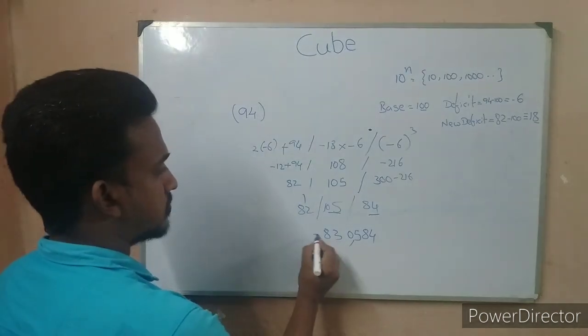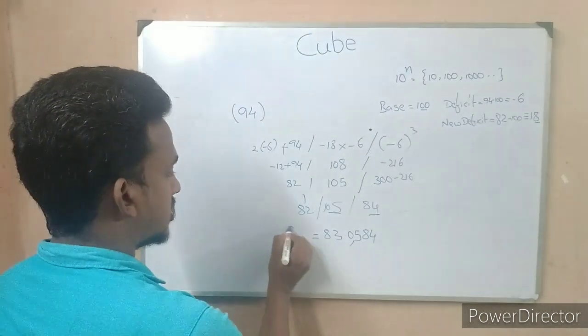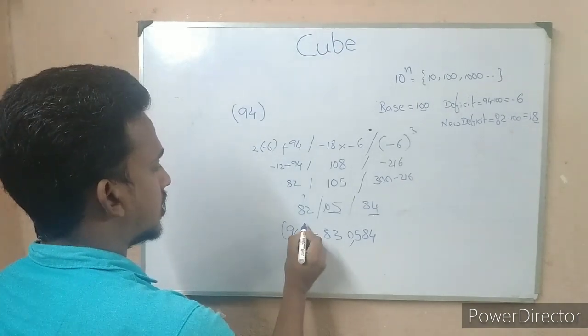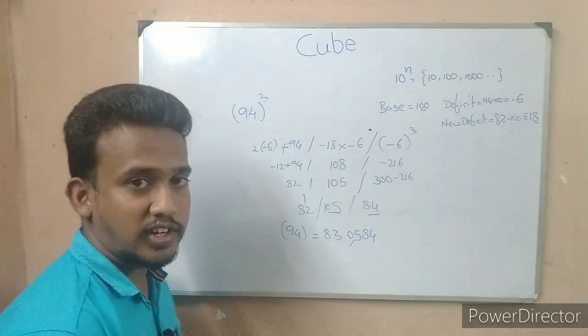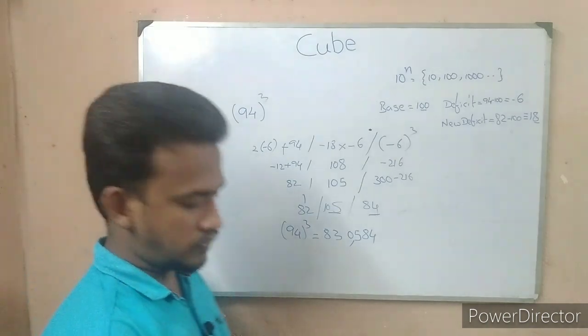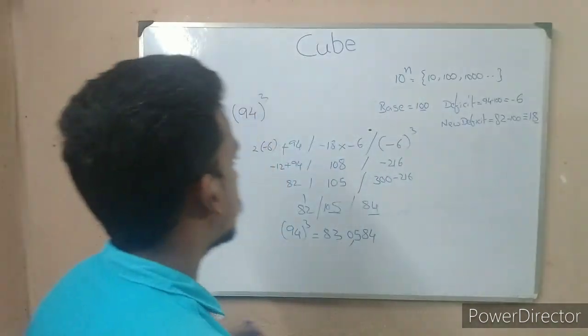So this is the cube of 94. That is how we cube this number.